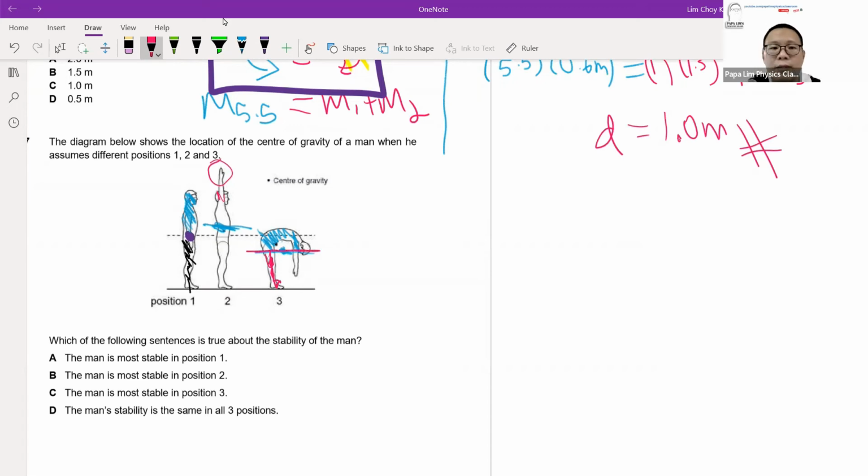Also, position 3 is the most stable position because it has the lowest CG, given that all three have the same base area. So that's why C is correct.